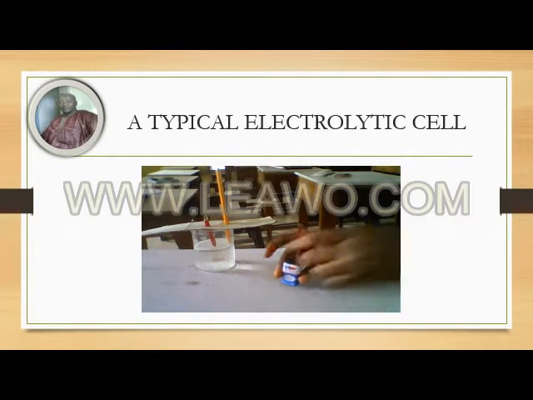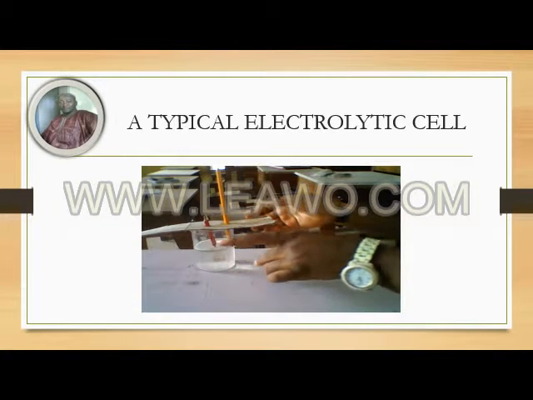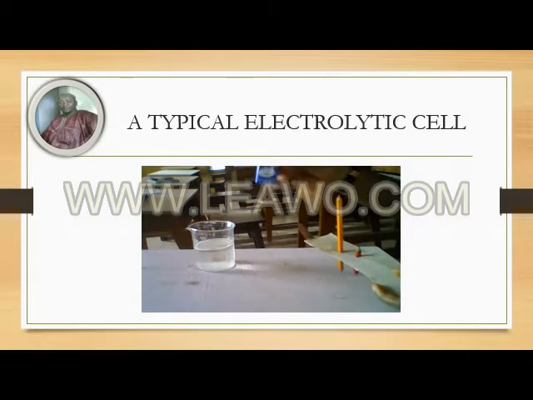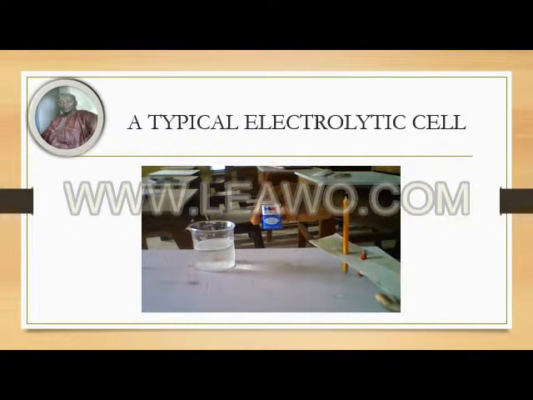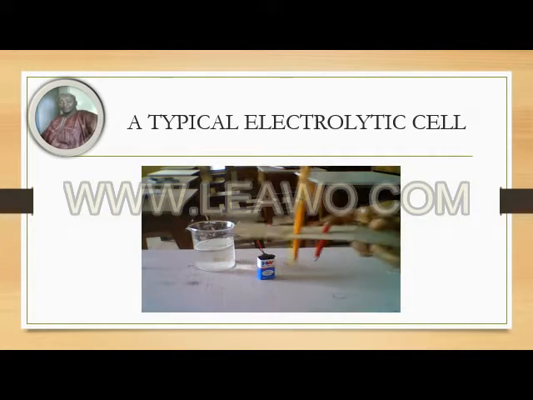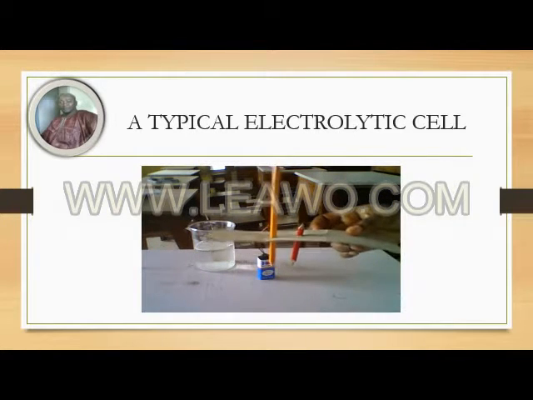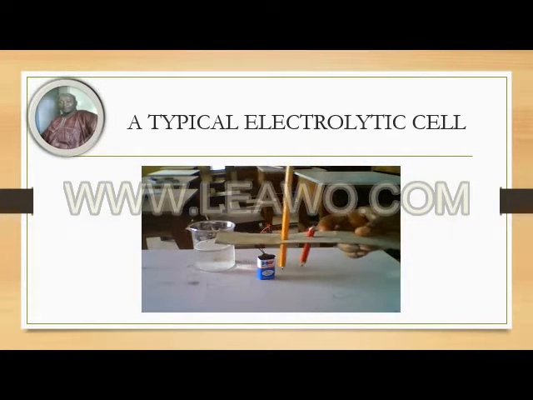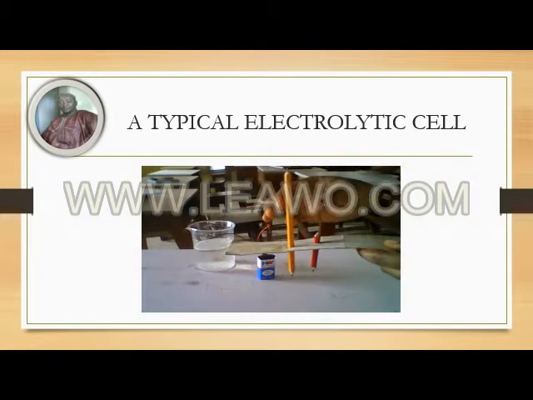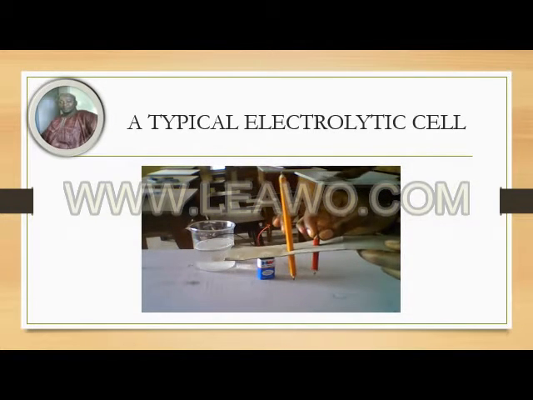What we have here is an illustration of an electrolytic cell. We have the battery, which has the positive and the negative terminal. This carton here is a suspender; it is just an improvisation. We have these two pencils, and you know that the black substance in a pencil is carbon.